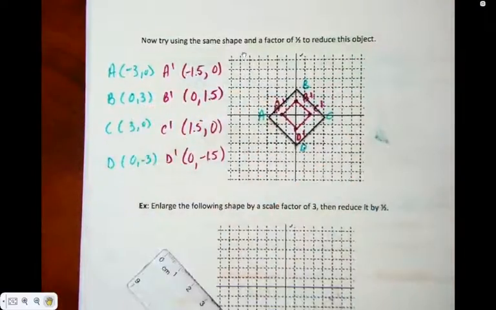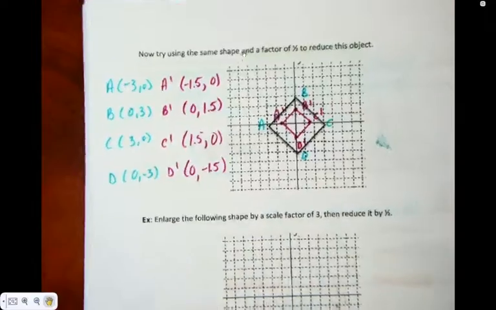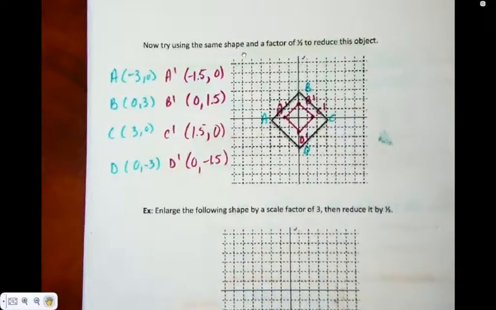Is it half the area? Yes. Questions so far?